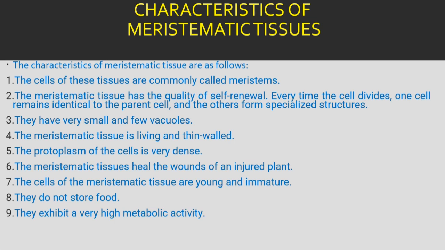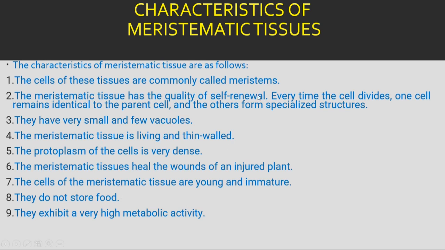Those are the wounds, and the role of these meristematic tissues is to heal the wounds of an injured plant. The cells of the meristematic tissue are young and immature. They are very young, not mature, and they do not store food. Meristematic tissues do not store any kind of food.